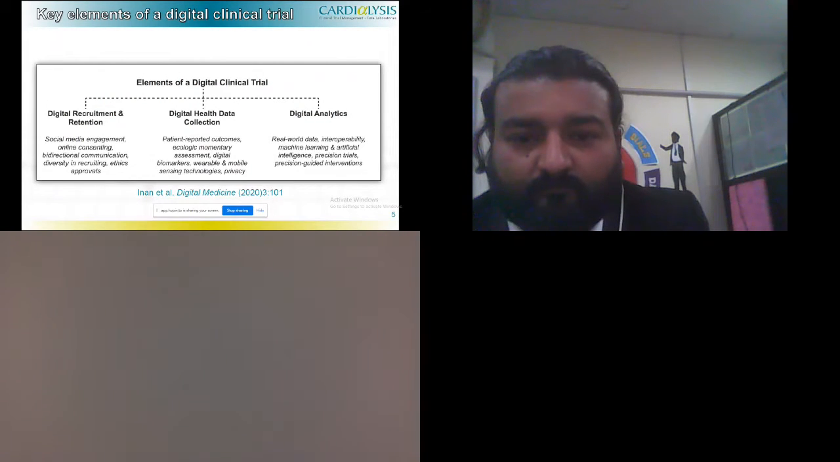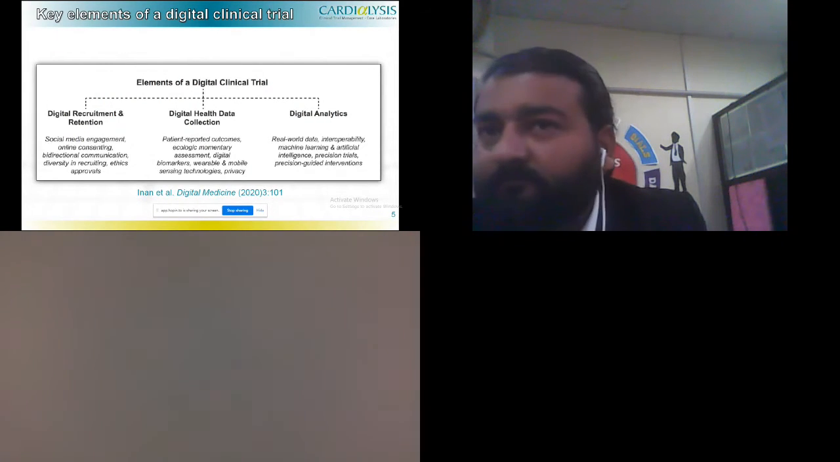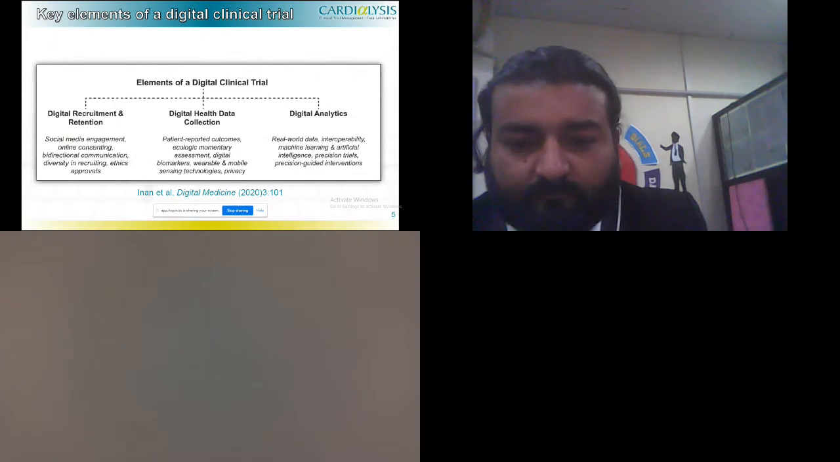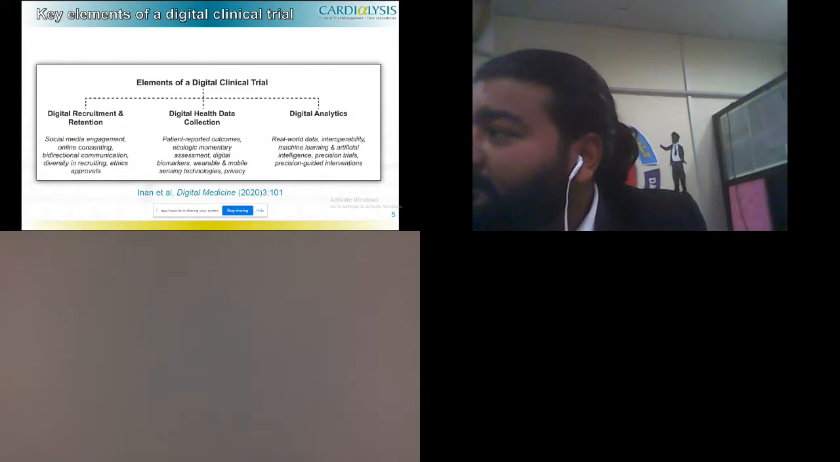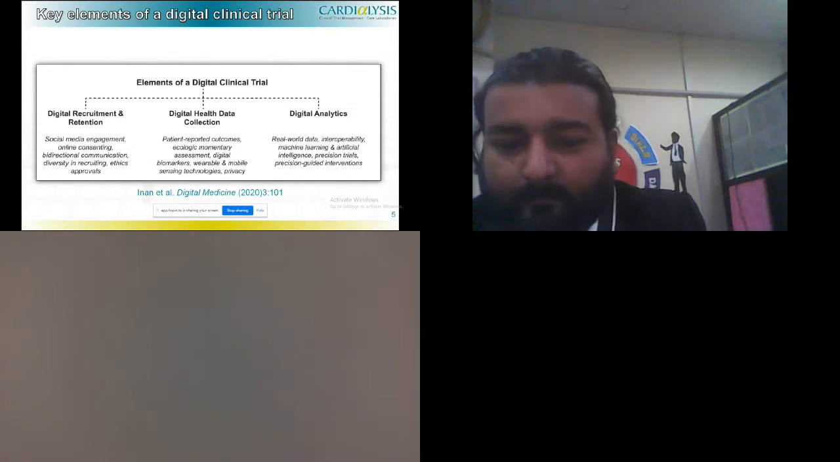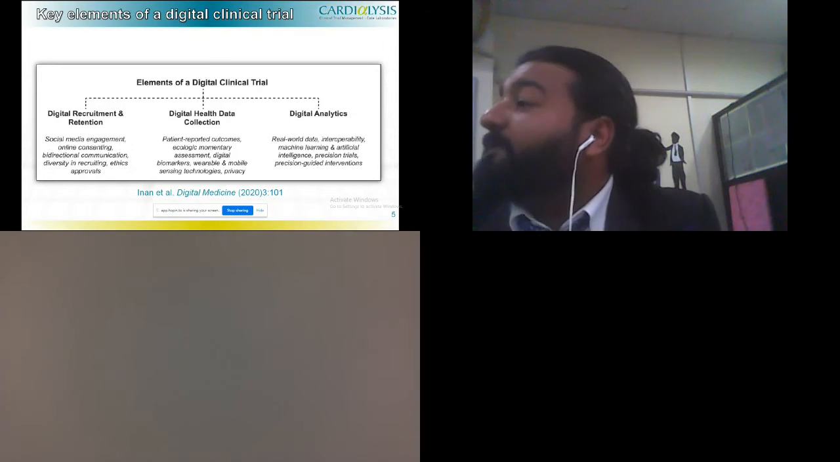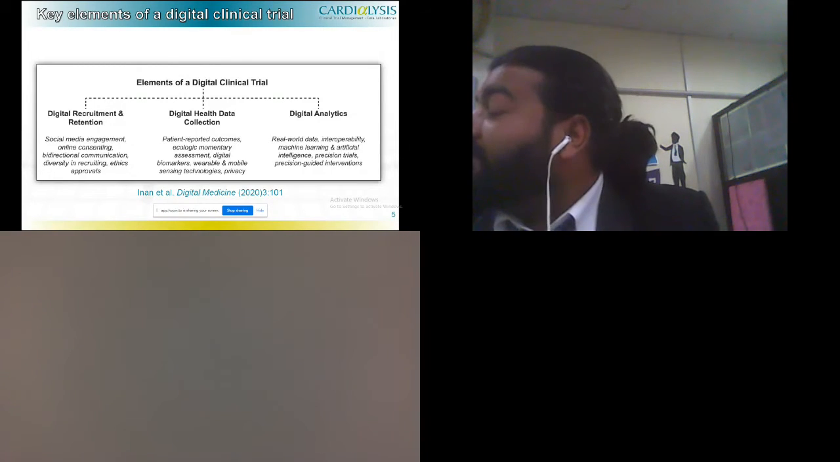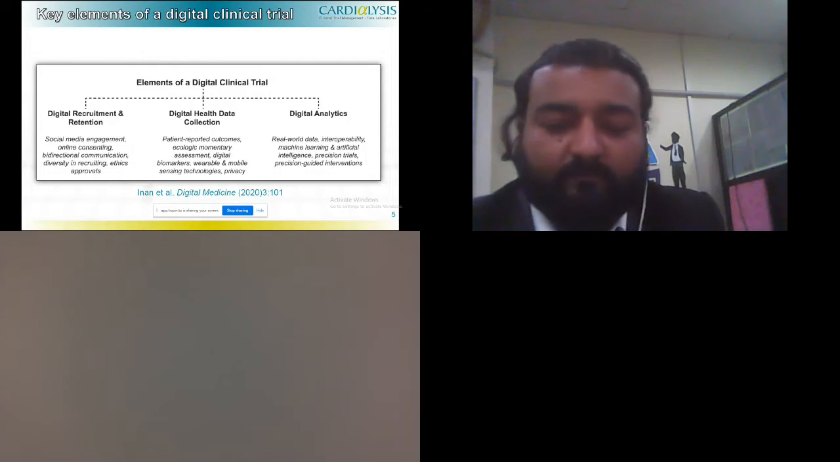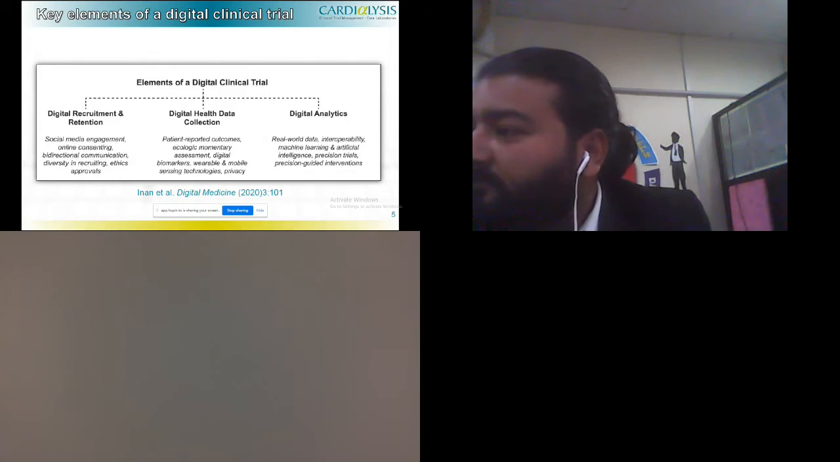And please allow me to summarize the key elements of a digital clinical trial, and that's taken from the reference down below in Digital Medicine, which was recently published. It has three main components: the digital recruitment and retention, that is the topic of today, digital health data collection, and digital analytics. As it relates to digital recruitment and retention, we would observe social media engagement, online consenting, bidirectional communication, diversity in recruiting, and ethics approvals become relevant for those settings.